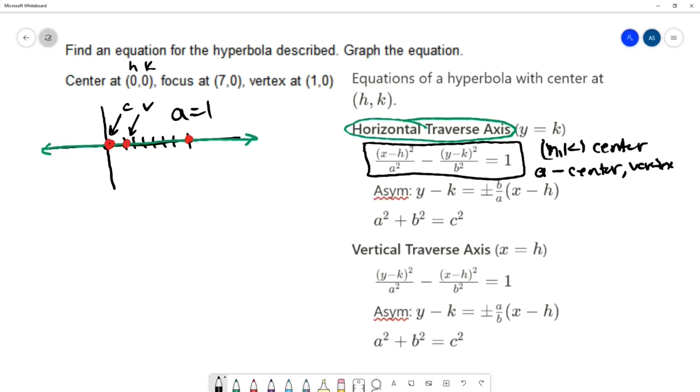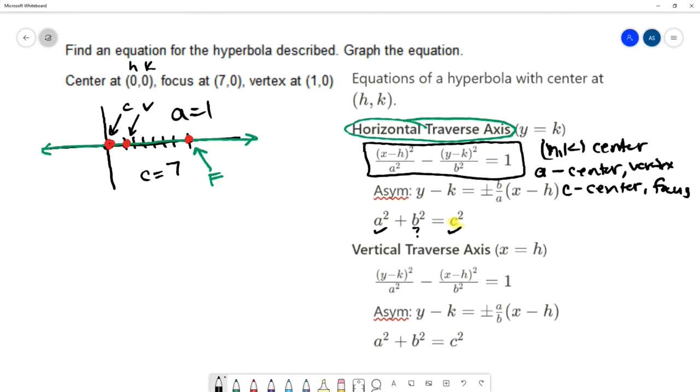I don't know the value of b. We weren't given enough information to figure that out. But I do have enough information to figure out c. c is the distance between the center and the focus. So I've got my focus right here, and the distance between that center and the focus is 7 units. So I know that c is equal to 7. Because I know c and I know a, I can solve for that missing value of b.